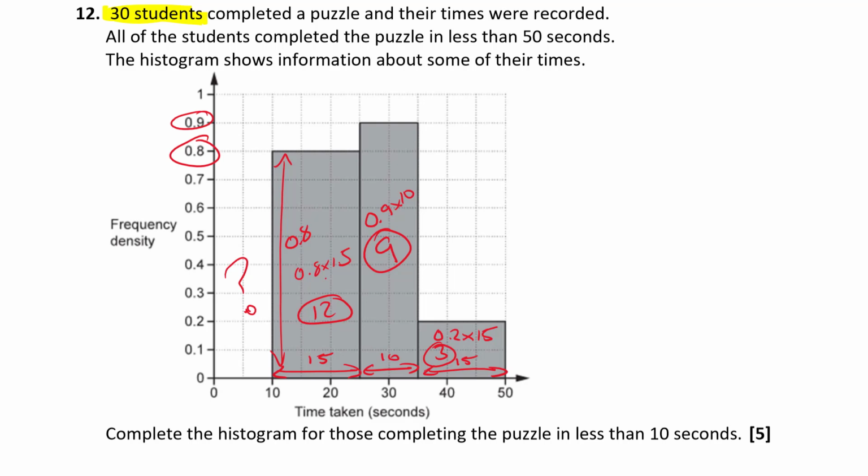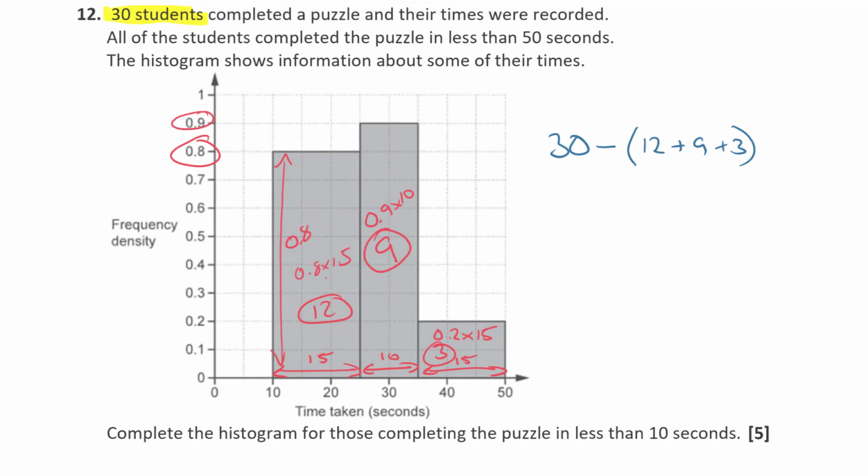So the bar we've got to add is going to be our 30 students less the number represented in the other 3 bars, the 12, the 9, and the 3. So the frequency of that first bar between 0 and 10 is going to be 30 subtract 12 plus 9 plus 3. 12 plus 9 plus 3 is 24. 30 subtract 24, that's just 6, isn't it? So I've got to represent 6 people in this bar.